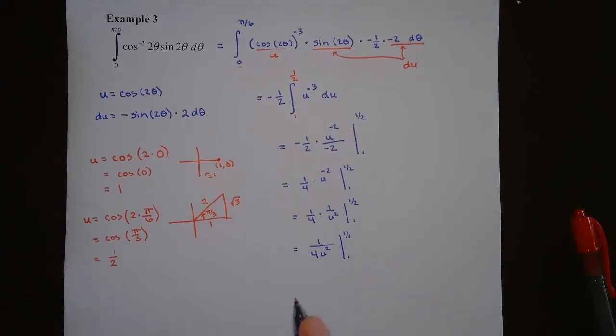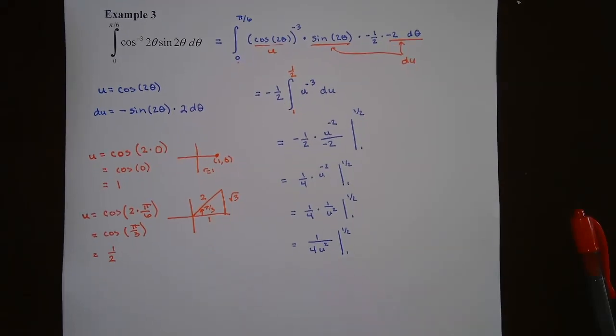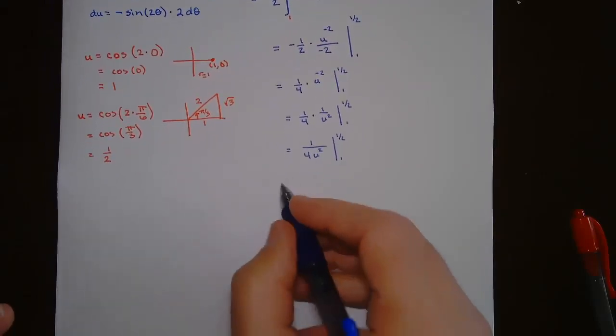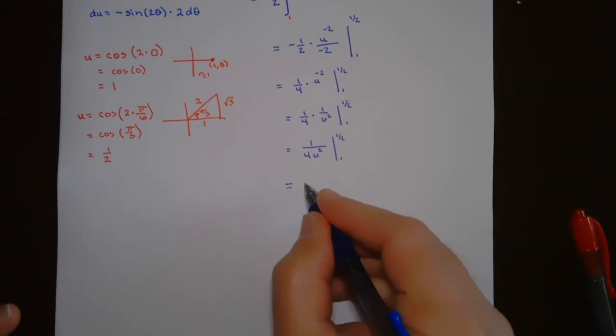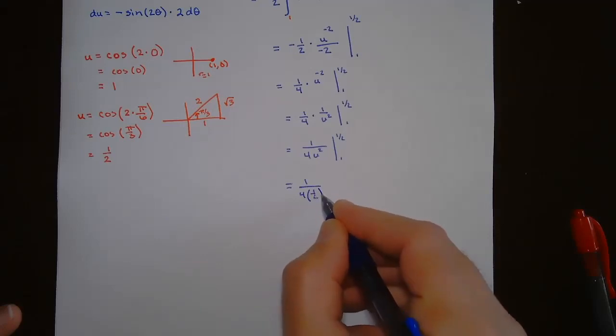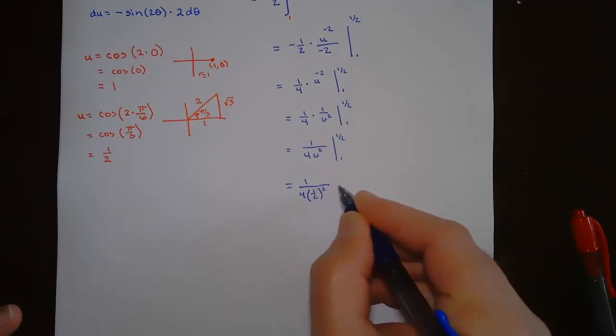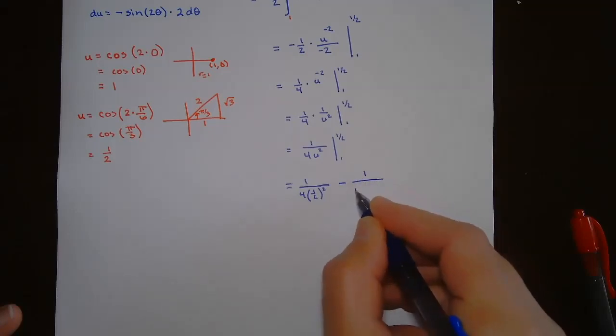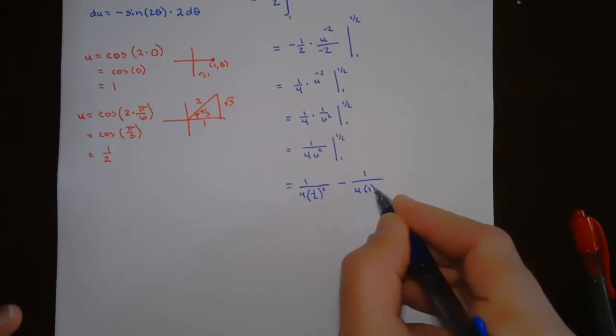Okay? So we're going to put 1/2 in this, right? Okay, I'm going to slide this up before I forget. I'm trying to be good at that, okay? All right, so this is equal to 1/4 times 1/2 squared. And then minus 1 over 4 times 1 squared.